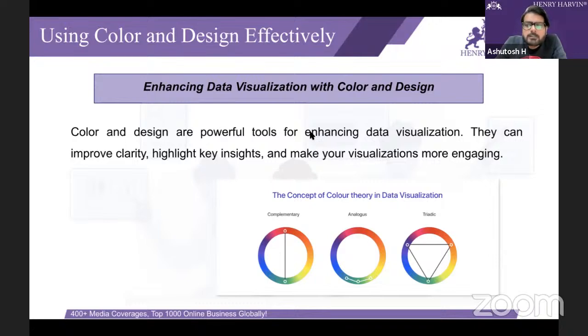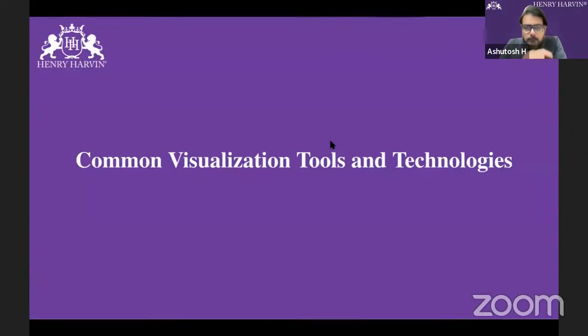Why? Because obviously, they are improving the clarity. They are highlighting the key insights. So this is making our visualizations more engaging, right? So if you look at this, the concept of color theory that we are having in the data visualization, this is a complementary, this is an analogous one, this is a triadic one, right? So these are the various concepts of color that we are having in the data visualization.